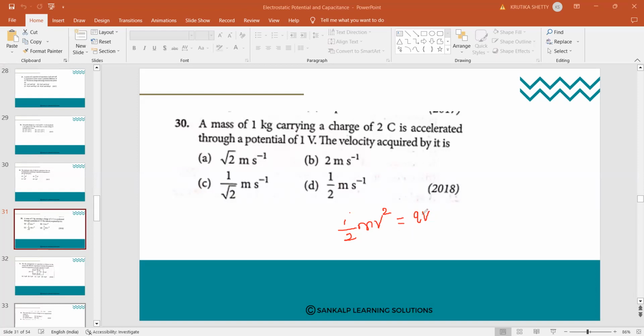So you may get a little confused: this is the potential, this is your potential, and velocity is this one. Okay, so simplify it for v. I'll simplify and I'll tell you. v² is equal to 2qV upon m, but it is v squared, therefore v is equal to square root of 2qV upon m. So you have all the values, substitute and tell me the answers.